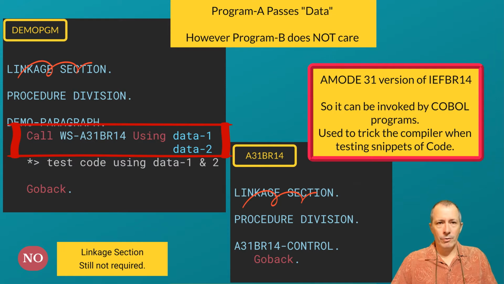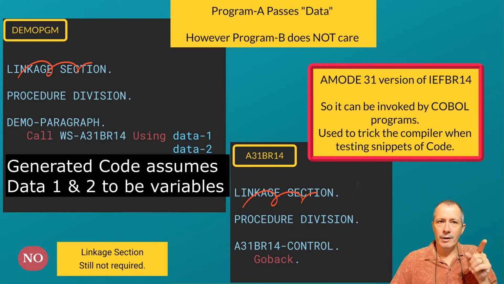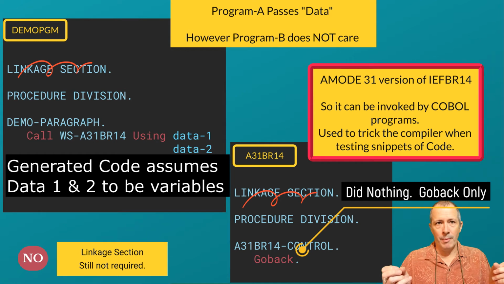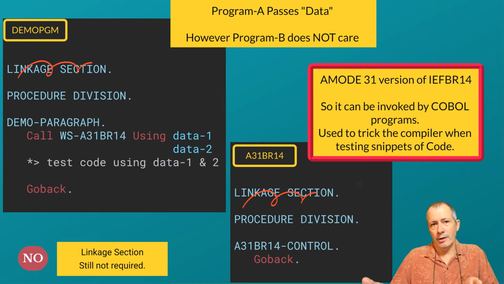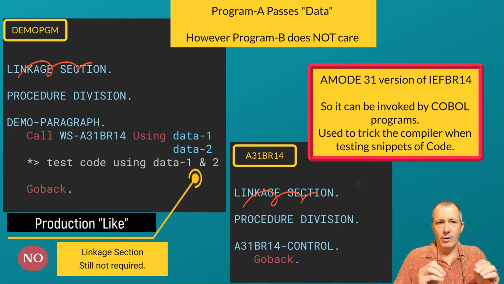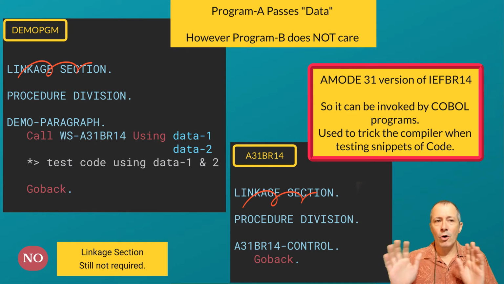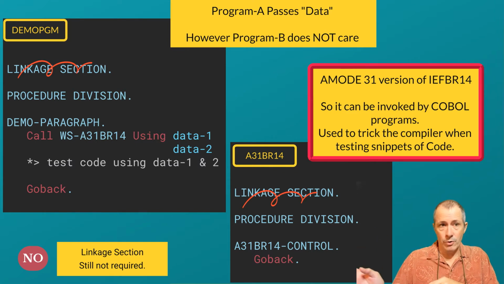To trick the compiler, those two fields are passed to this AMODE 31 version of IEFBR14. Because of that call statement, the compiler flagged data1 and data2 as being variables. The compiler does not know that A31BR14 is a do-nothing program, so it assumed that data1 and data2 were changed. Now the compiler is more likely to generate the test code in the demo program like it will be in the production program. Now, this assumes that you match the production compile options, which also impact the generated executable code.